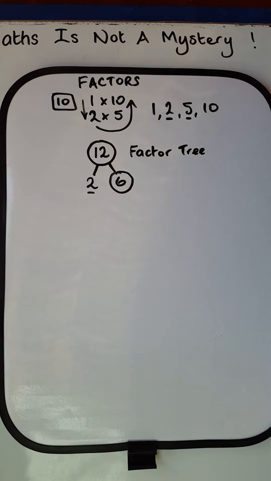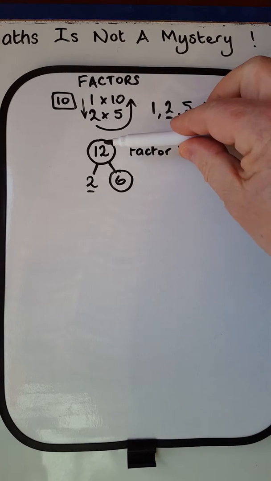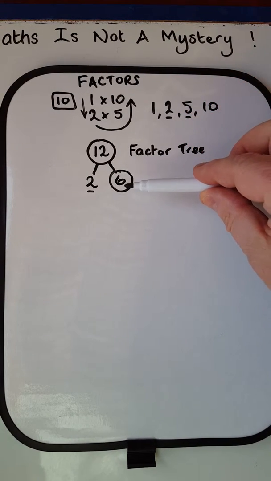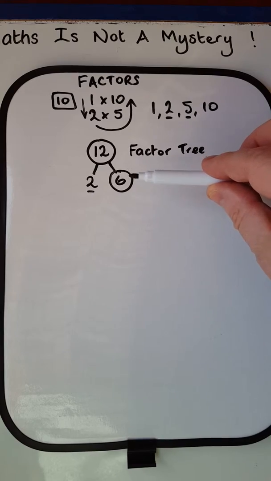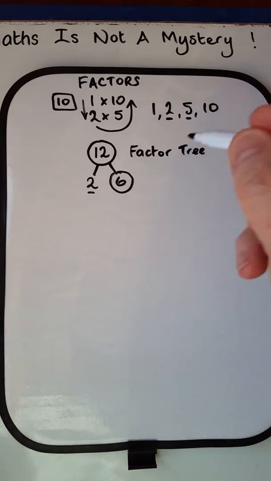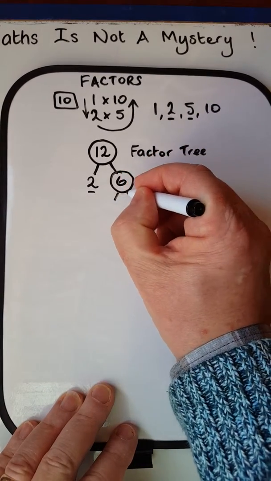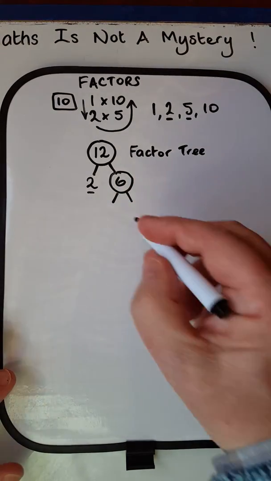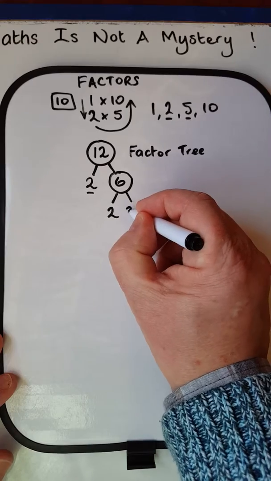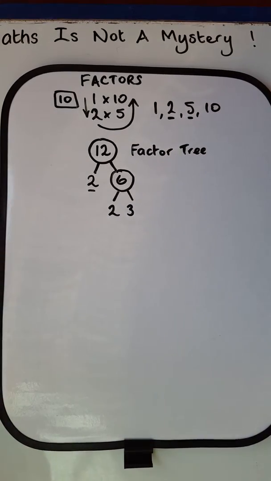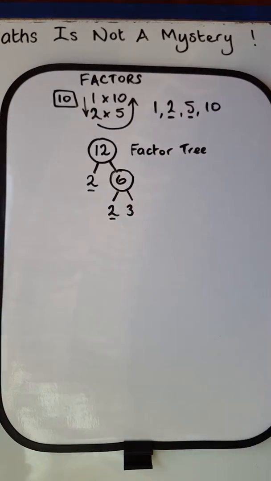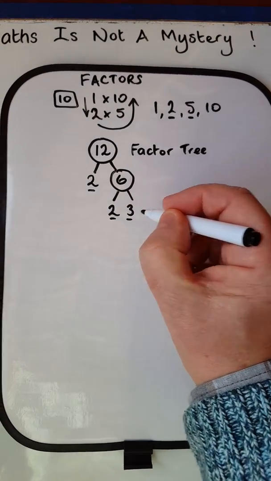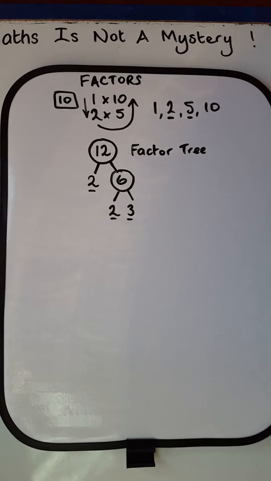And I'm going to repeat the process now using 6. So just like we did with 12, I'm going to get the number 6 and I'm going to look for two numbers that I can multiply together to make 6. So let's put little branches out there again. And 6 could be 2 times 3. And I'm going to take a look to see whether there's any prime numbers there. Well, 2, of course, is a prime number. 3 is a prime number as well. So that means I've finished. I don't need to put a circle around anything else. I've done.